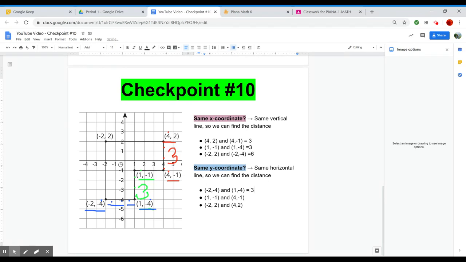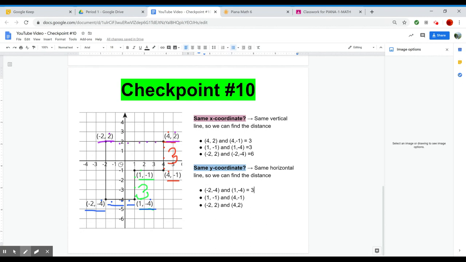We are going to do the same thing with the bottom one, (-2, 2). Here we go, (-2, 2), and then (4, 2). We can see both coordinates have 2 as their y coordinate, which means that they're on the same horizontal line here, and we can find the horizontal distance from left to right. We can always count how many boxes. So we can do 1, 2, 3, 4, 5, 6.